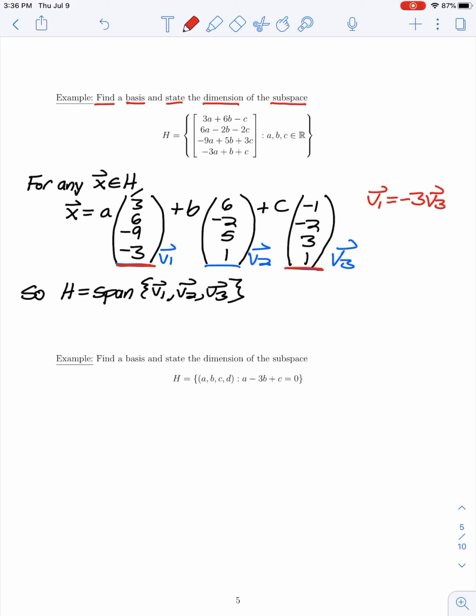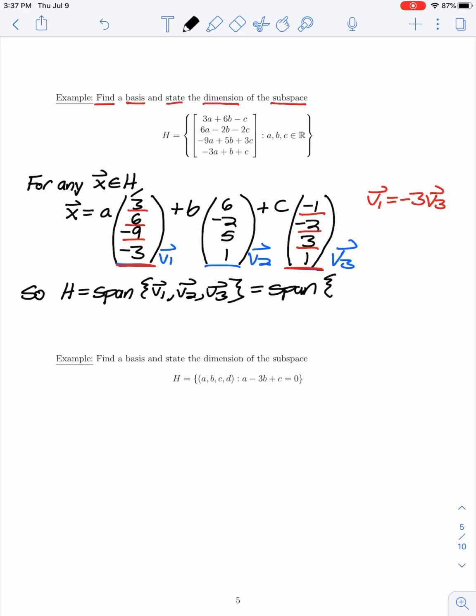You can check that by examining the components. If I take the vector V3 and I multiply by -3, I would have a +3 for the first component, +6 for the second component, -9 for the third component, and our -3 for the last component. So we see that V1 and V3 are linearly dependent. So the spanning set theorem says if one vector can be expressed as a linear combination of the others, then our spanning set can be reduced by that one vector.